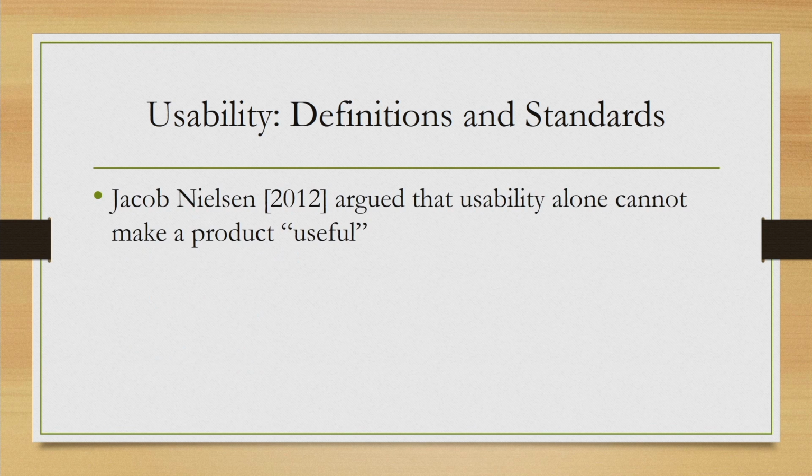Now, in 2012, Jakob Nielsen argued that usability alone is not sufficient to make a product useful. When we use the term useful, whether a product is useful or not, we may not be able to say anything about that based on only the concept of usability. So, instead, what he proposed is that any acceptable or useful product should have two quality attributes. One is usability and the other is utility.